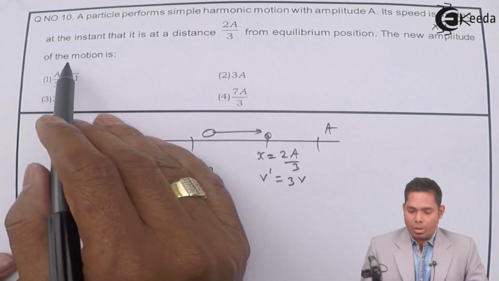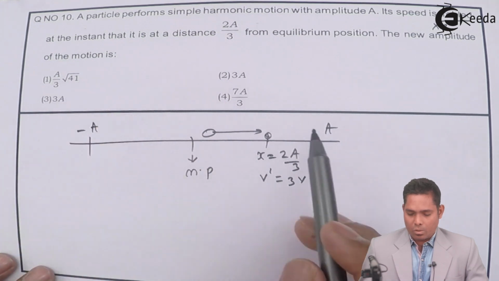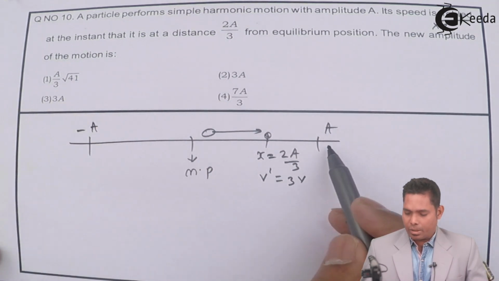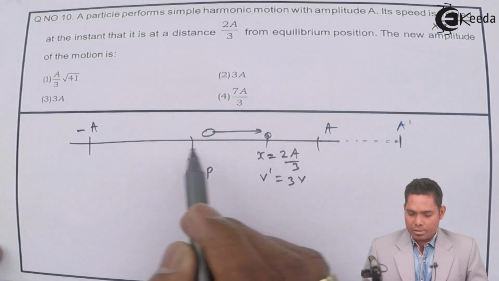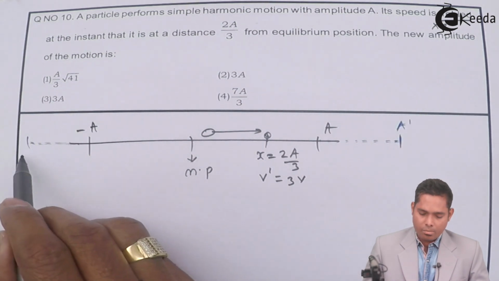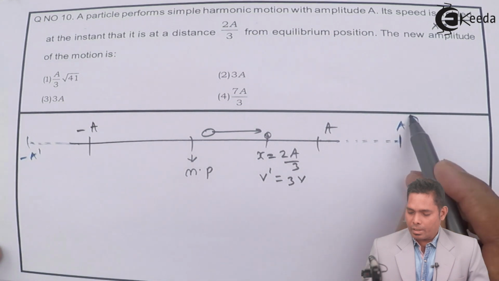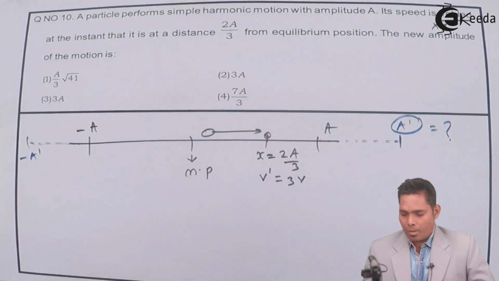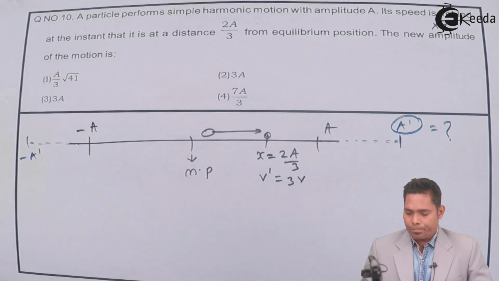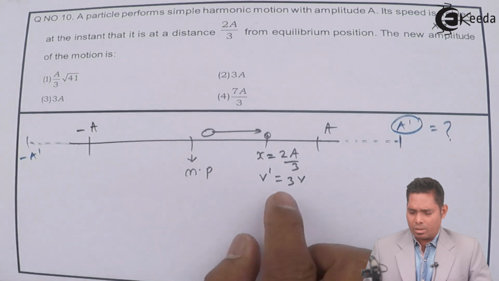The new amplitude of the motion is, because of this increasing speed, the amplitude will also change to say a dash. So you have to find this a dash. What is the new amplitude?